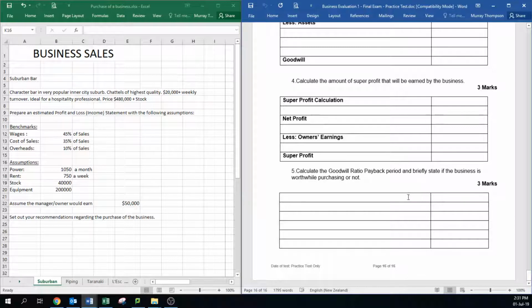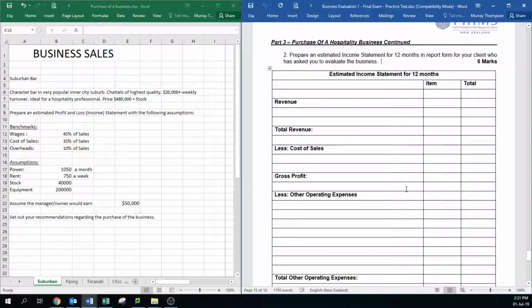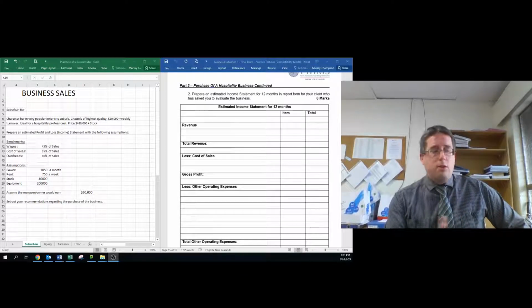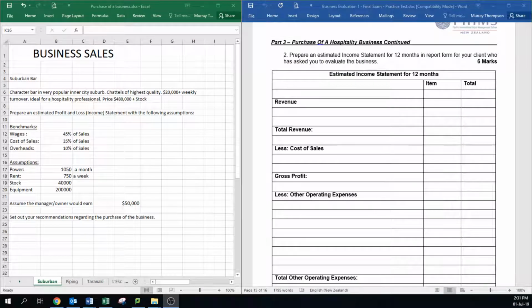Now note that if this is on Canvas, you will have to copy and paste these templates into the answer boxes. So do have a go at that. There's 2 practice exams there that you can have a go. Right, so what I'm going to do in this one is I'm just going to show you how to walk through the calculations, how to see whether a business is worthwhile buying or not, and the decisions to make.